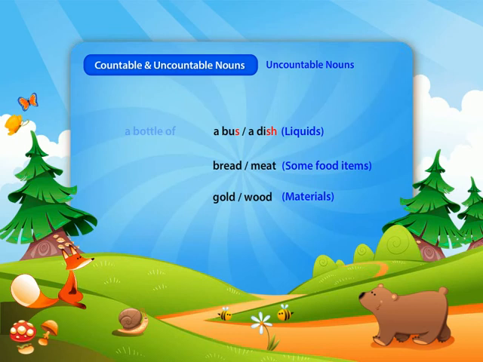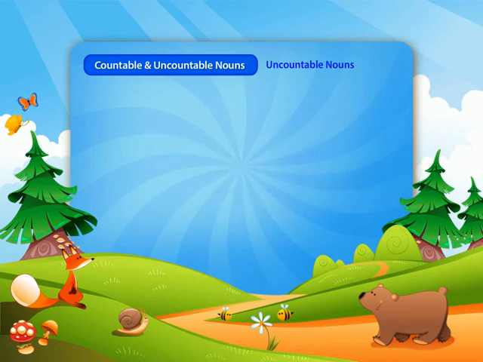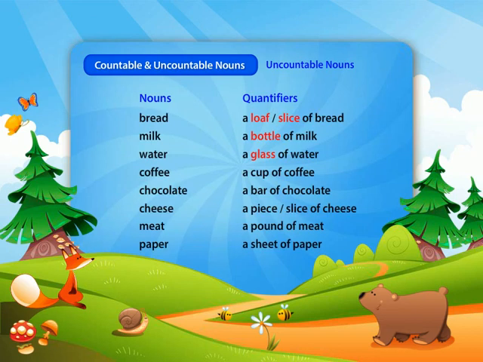However, if you want to say exactly how much of something you have, you can put a quantifier before the noun. For example, put a bottle of before water to say a bottle of water. Let's take a look at uncountable nouns that are used with quantifiers.